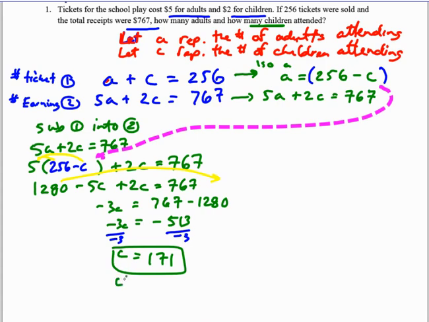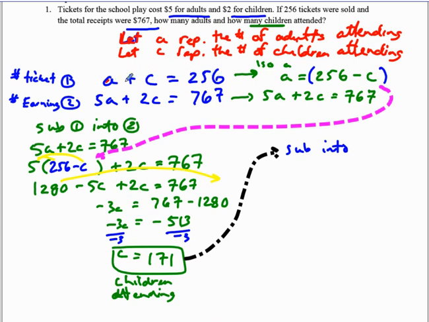So, 171 children attending. So, we all know what we do next. We have to substitute that into the next step. So, let's go with that. Sub into, I don't know about you, but I think equation 1 is much easier to work with. So let's use that. We're going to use 171 in for C, A plus C equals 256. You could even put it into this one since you've already done the isolation. That would actually save you a step, but I didn't choose to do that.